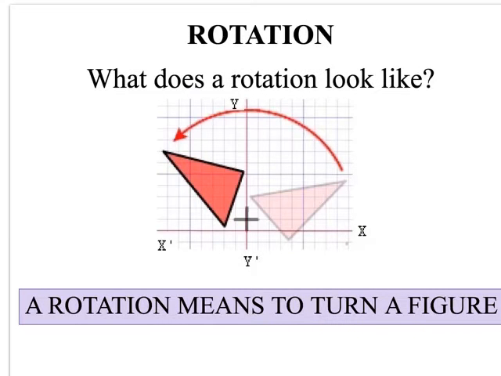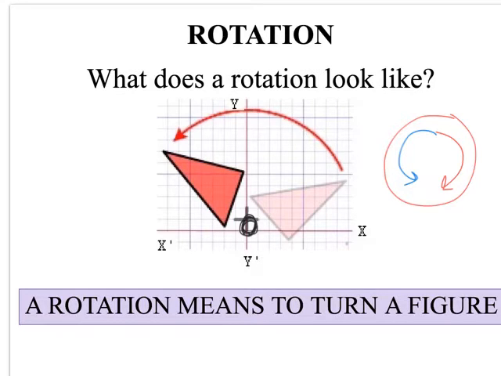What does a rotation look like? Well, we took this original triangle here and we rotated it about the center here, probably about the origin, and we turned it 90 degrees counterclockwise. We can rotate in two directions. We can either go clockwise, and think about a regular clock. Clockwise goes down this way. Counterclockwise will go this way. So this one here is turned counterclockwise.